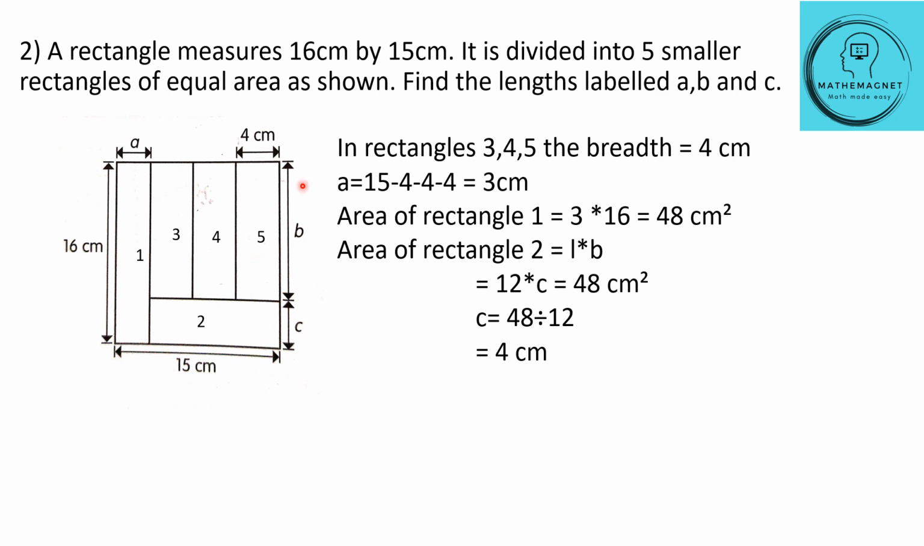Now we know this entire B plus C is 16 centimeters. So B will be equal to 16 minus 4, which is equal to 12 centimeters. Now we have found the unknowns A, B and C, which is A is 3 centimeters, B is 12 centimeters and C is 4 centimeters.